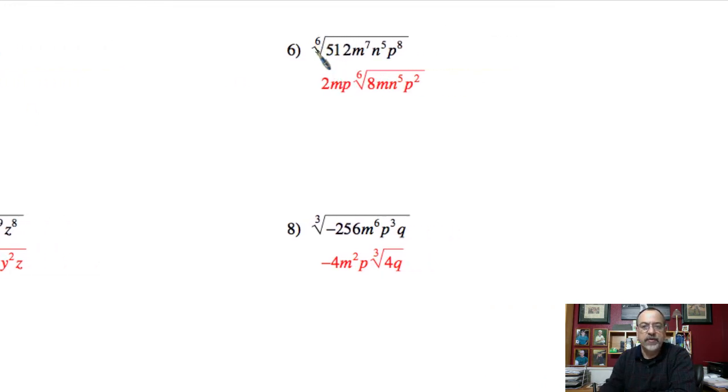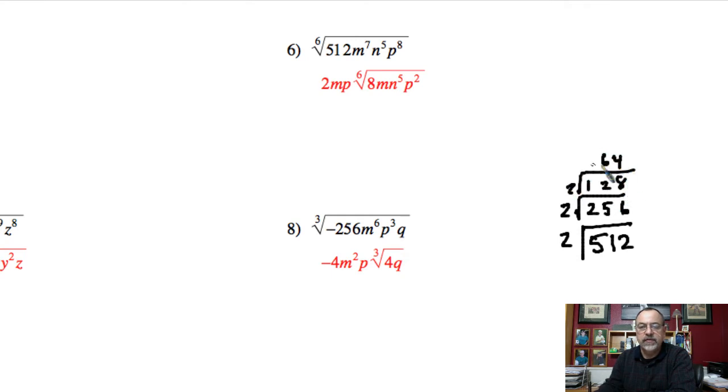I'm doing a sixth root now. So again, I'm going to look at the number 512, and I'm going to prime factor this. So this would be 256, and 2 goes into that 128, and 2 into that 64, 32, 16, 8, 4, 2, and 1. Okay, so I need 6 2's to make a single one on the outside. So 1, 2, 3, 4, 5, 6.